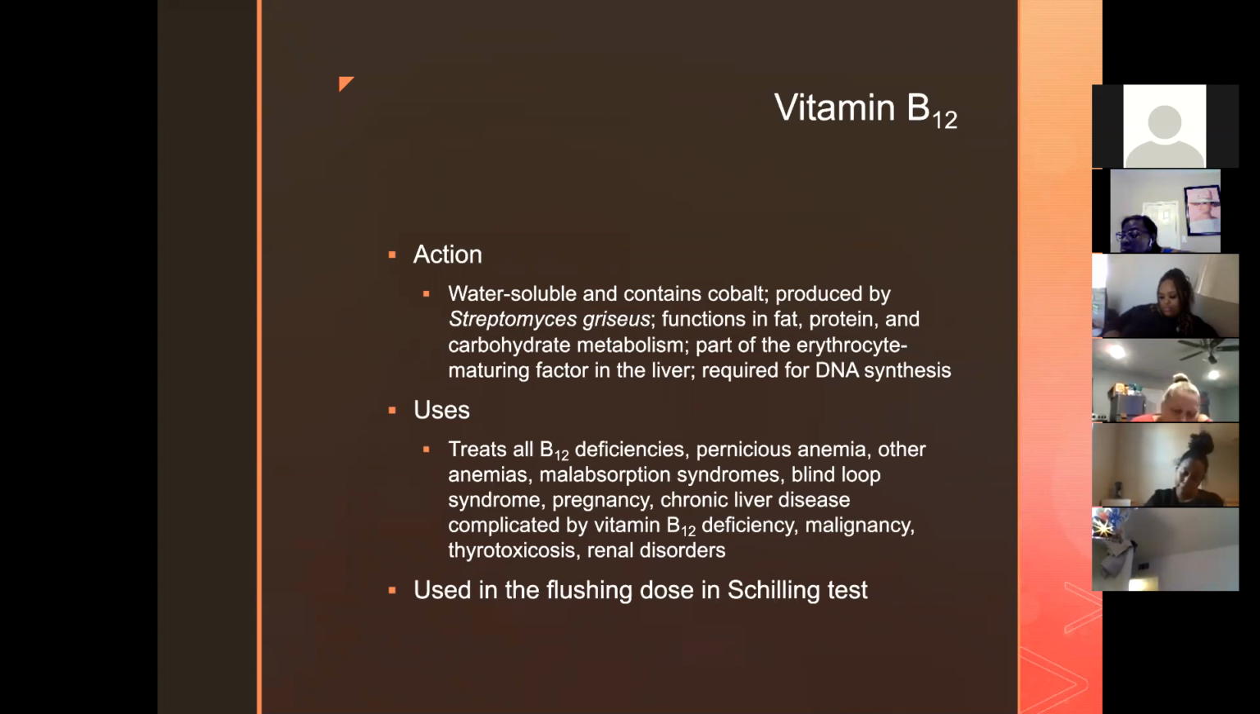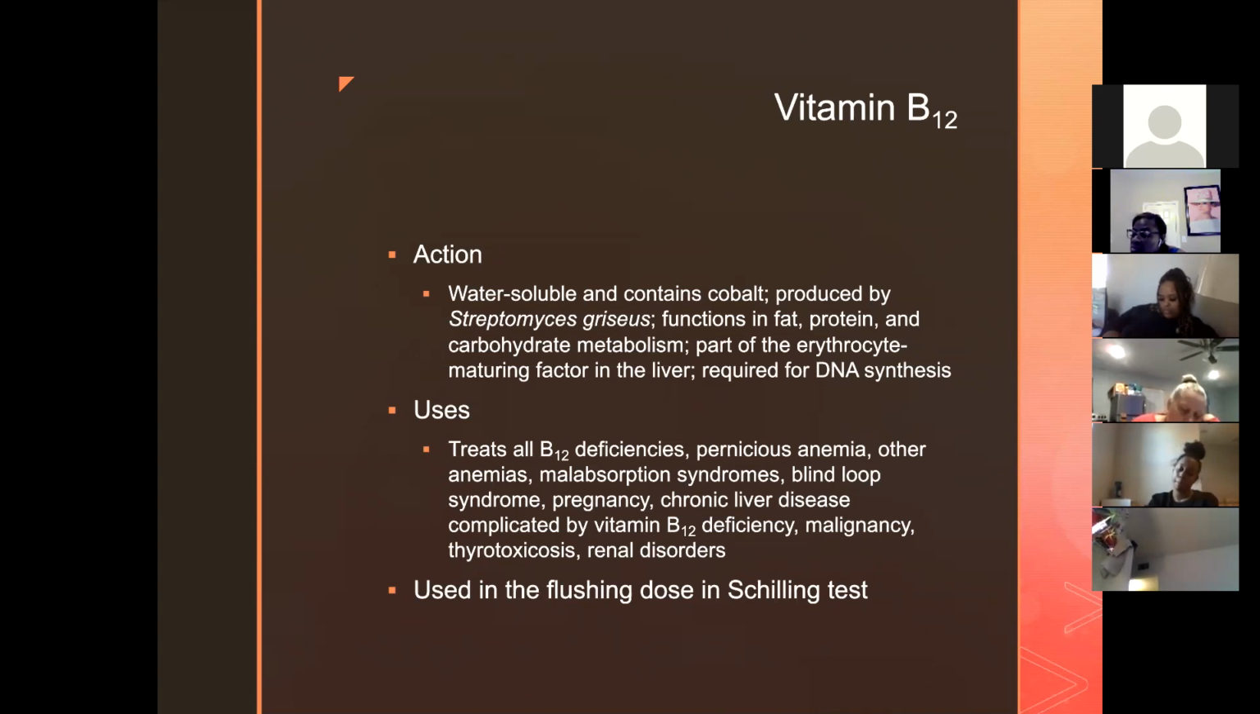Colchicine, metformin, some potassium drugs, and some of the antibiotics. Not too specific, because it's not necessarily need to know. You just need to know that those drugs can alter the absorption of B12. Right?